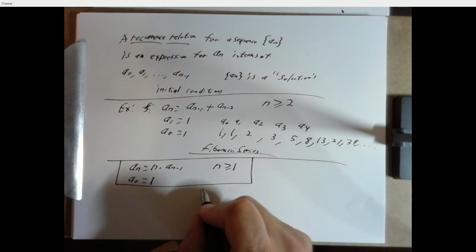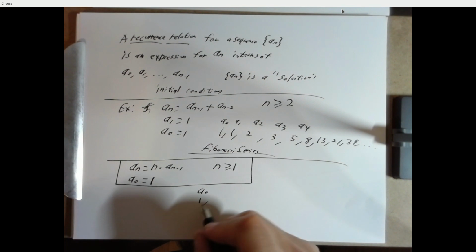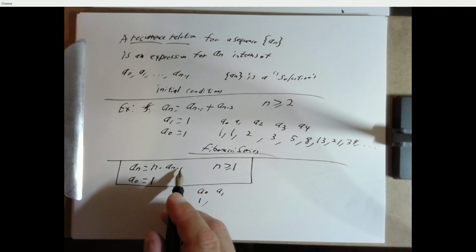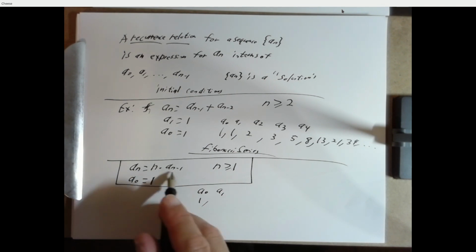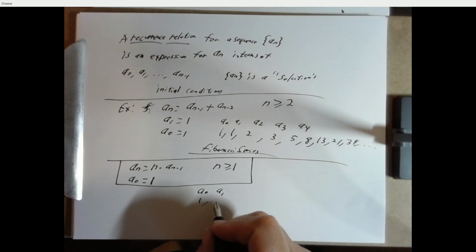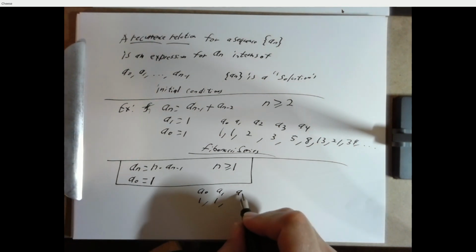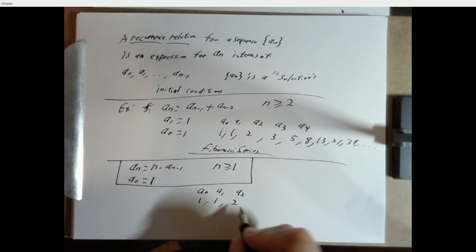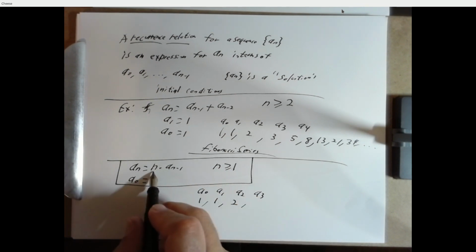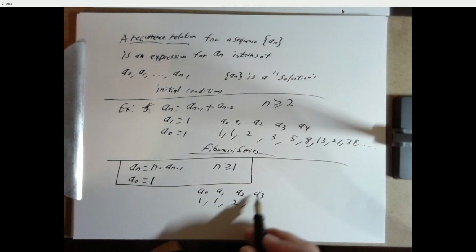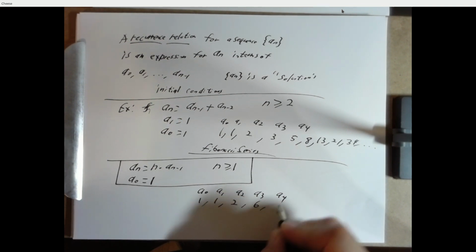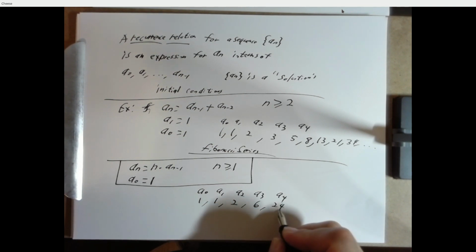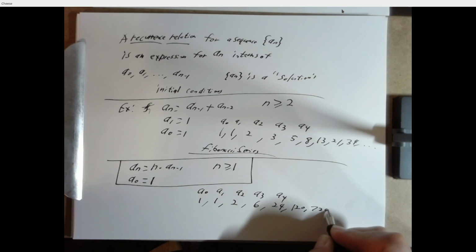Well, we can write it out. We know that a0 is going to be equal to 1. And if we want to find a1, well, for n bigger than or equal to 1, an is n times an minus 1. So a1 will be 1 times a0, which is 1 times 1, which is 1. And a2 is going to be 2 times a1, 2 times 1, which is 2. And a3 is going to be 3 times a2, 3 times 2 is 6. And a4 is going to be 4 times a3, which is 4 times 6 is 24, and this will go on as follows.